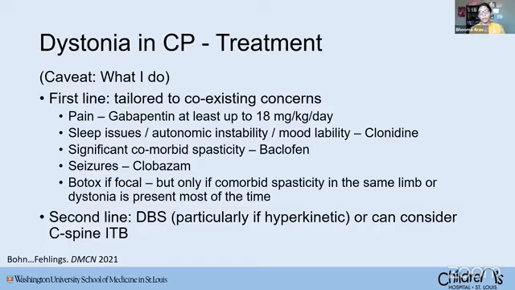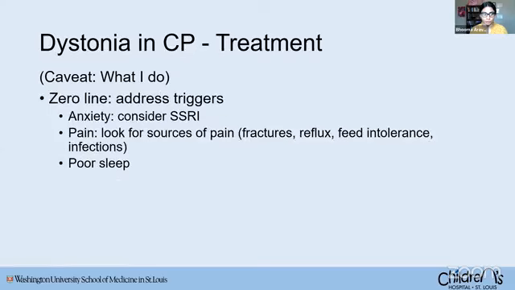And then second line, if we've tried a few of these medications and this functionally limiting dystonia is persistent, I will consider a DBS if they have a hyperkinetic, so if they have a lot of good strength and have a highly mobile form of dystonia. In our center, we don't do C-spine intrathecal baclofen for dystonia, so I don't personally have a lot of experience with it. But I know that other centers will consider high C-spine ITB, particularly for kids with severe generalized dystonia. And it's something that I think should be discussed more with families with functionally limiting dystonia.